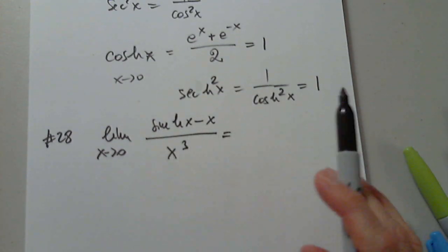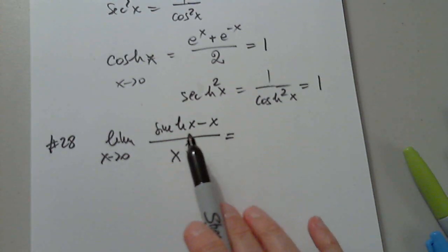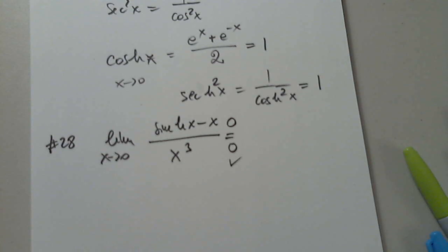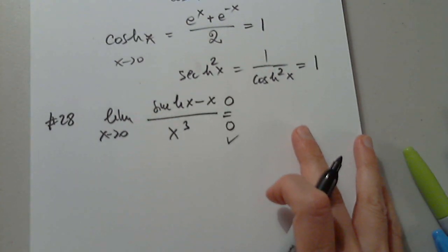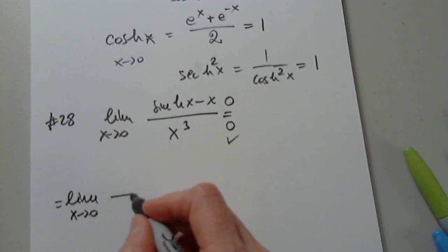So hyperbolic sine, when we plug in 0, if you remember, we got 0. So 0 minus 0 is 0, and 0 in the denominator. It's a very lucky case, because 0 over 0 allows us to use L'Hopital's rule directly. There is no manipulation. There is no need to do anything else. Okay. So then we have the limit as x approaches 0.